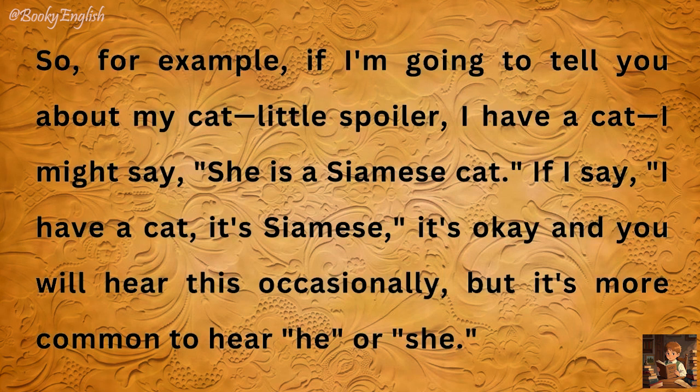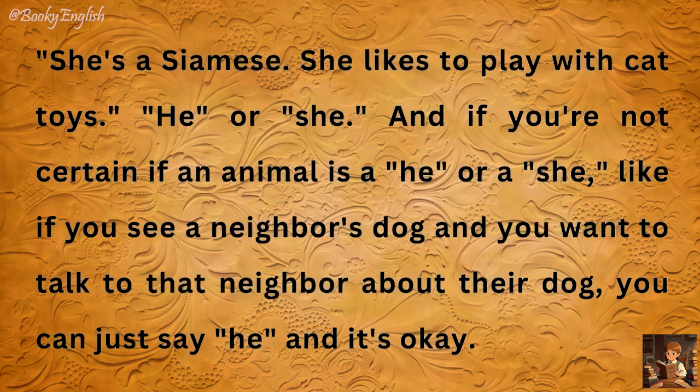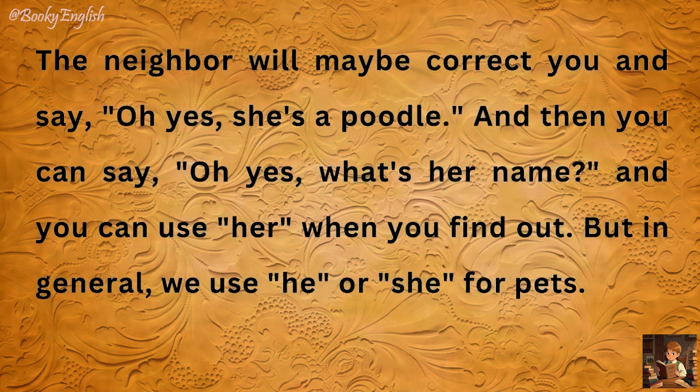So, for example, if I'm going to tell you about my cat, little spoiler, I have a cat, I might say, she is a Siamese cat. If I say, I have a cat, it's Siamese, it's okay, and you will hear this occasionally, but it's more common to hear he or she. She's a Siamese. She likes to play with cat toys. He or she. And if you're not certain if an animal is a he or a she, like if you see a neighbor's dog and you want to talk to that neighbor about their dog, you can just say he, and it's okay. The neighbor will maybe correct you and say, oh yes, she's a poodle. And then you can say, oh yes, what's her name?